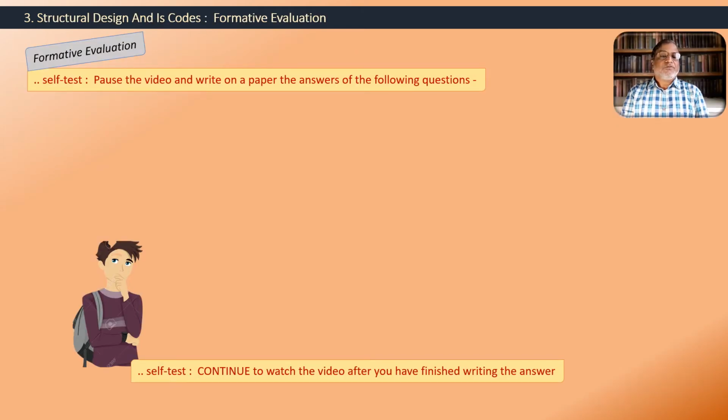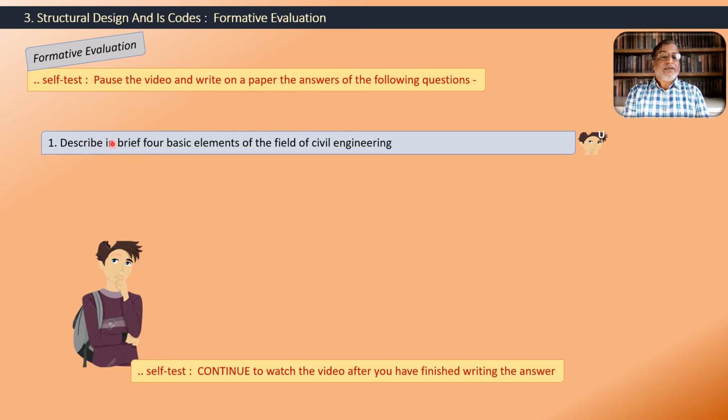Now in the third part of this video lecture, we have to undergo a formative evaluation. So pause your video and write on a paper the answers of the following questions. I am going to ask you 3 questions on the contents which we have watched up till now in this video lecture. The first is, describe in brief 4 basic elements of the field of civil engineering, which is the fourfold role of a civil engineer.